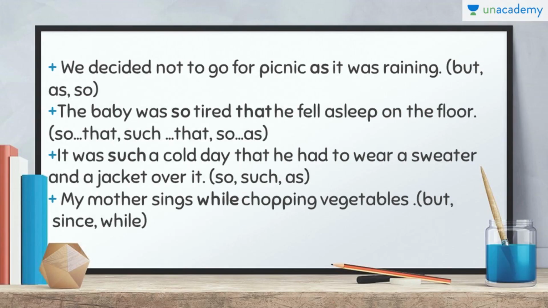Solutions are like these. We decided not to go for a picnic as it was raining. So the thing that we are doing in the first part of the sentence, it didn't happen. The reason is here: it was raining. That's why we are using as. We are not using but, because in the case of but, 2 things will be acting in opposition. Here things are not in opposition, but this part is the reason why this thing didn't happen. That is why as is correct.